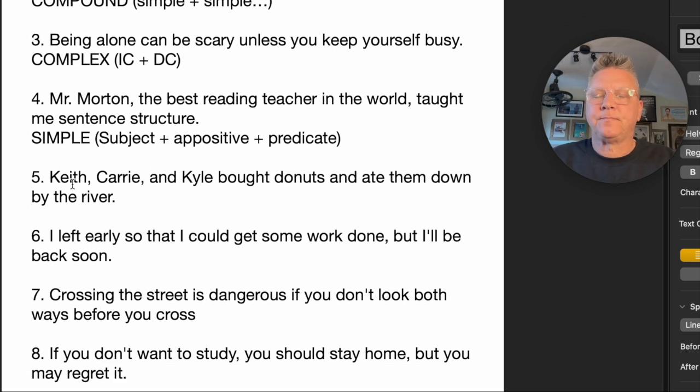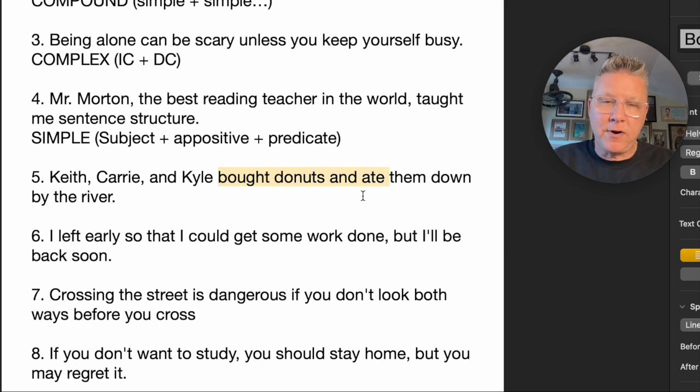Next one, Keith, Carrie, and Kyle. And here you have your subject, right? But it's a compound subject because there's 3 people there. What did they do? Number 1, they bought. There's one verb. And here's another verb, and ate. But what is missing here is another subject. So you have a compound subject, and then you have a compound verb, bought and ate.